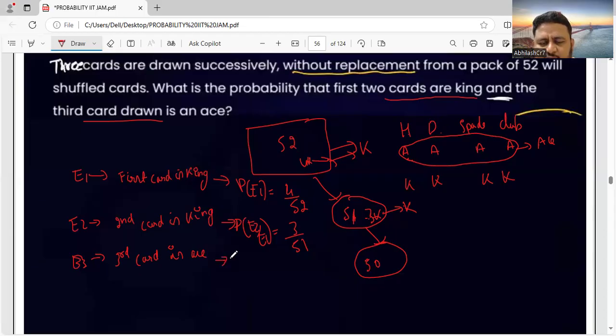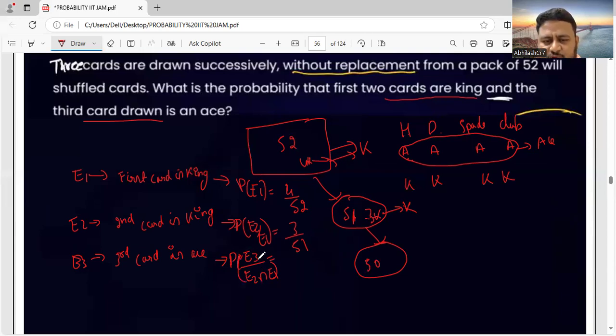Now we have to find the probability of E3, the probability of E3 given that E2 and E1 have already occurred. That is, E2 intersection E1. So we are finding the probability of event 3 given that E2 intersection E1 has already occurred.